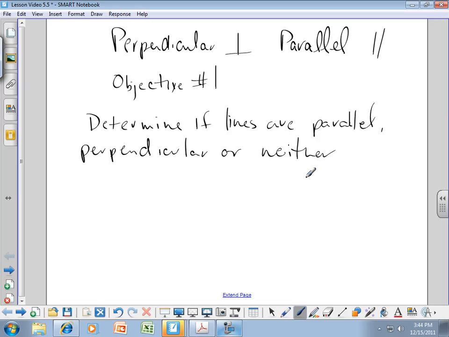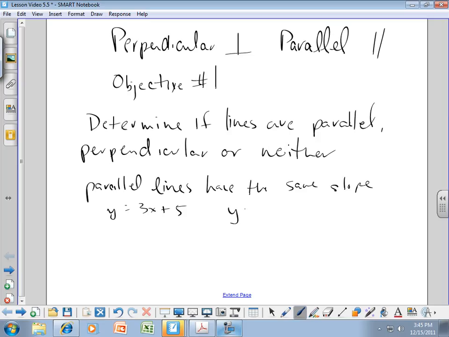There's a way to tell just by looking at slopes if lines are parallel, perpendicular, or neither one of those two. All right? And so, here's what you need to know. Parallel lines have the same slope. Their slopes are equal. Y equals 3x plus 5 is parallel to y equals 3x minus 7. How do I know that? The slope of this line is 3. The slope of that line is 3.